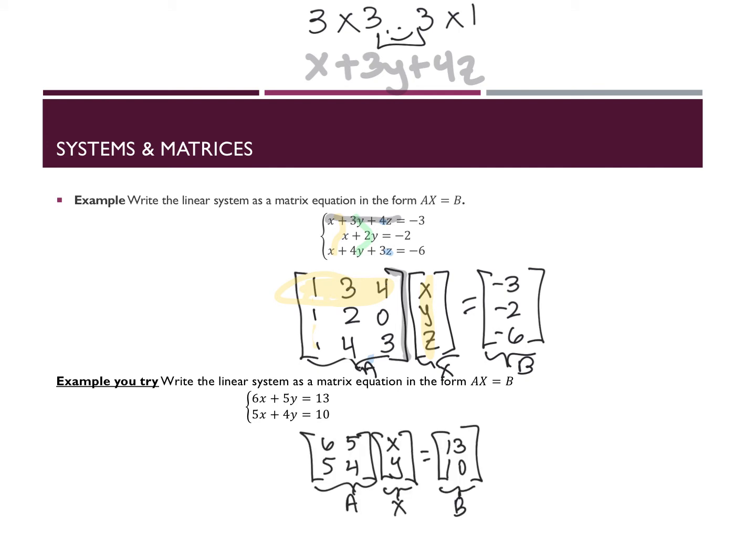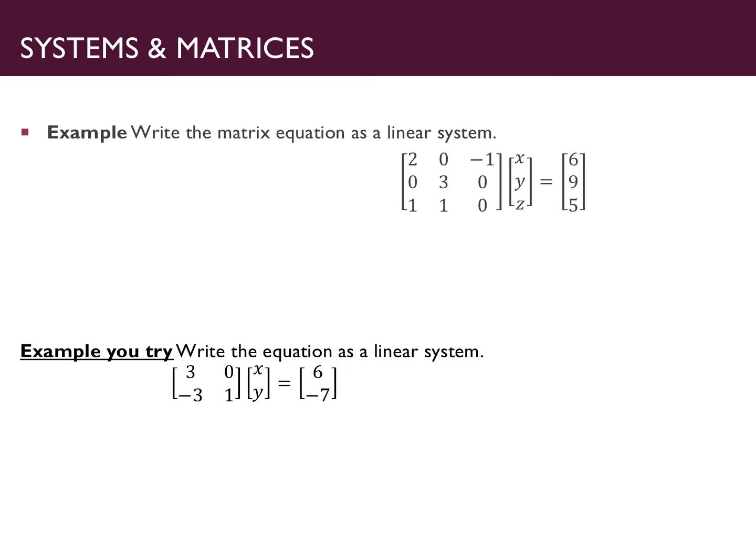Hopefully you found for your matrix A, row 1 to be 6, 5, your row 2, 5, 4, your variable matrix X, Y, and then your B matrix, row 1, 13, row 2, 10. In our next type of problem, this time we will write the matrix equation as a linear system.